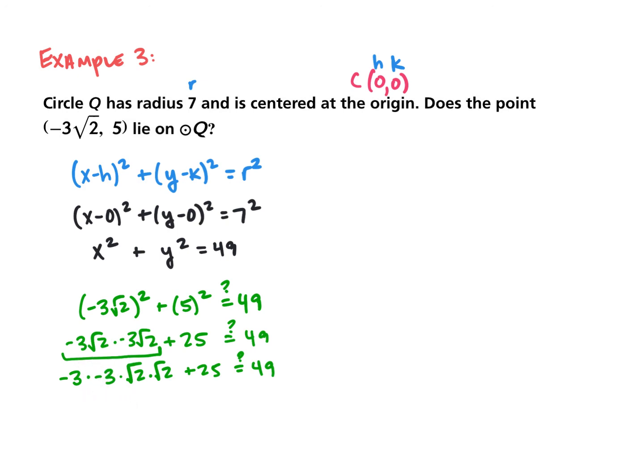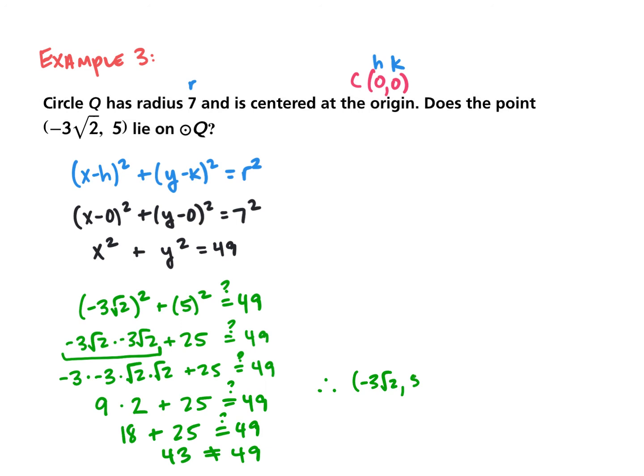So now I'll have -3 times -3, which is 9, square root 2 times square root 2, which is 2. So I got 9 times 2 plus 25. Does it equal 49? 9 times 2 is 18. 18 plus 25. Does that equal 49? And the answer is no, because 18 plus 25 is 43. So therefore, -3 root 2, 5 is not on circle Q.